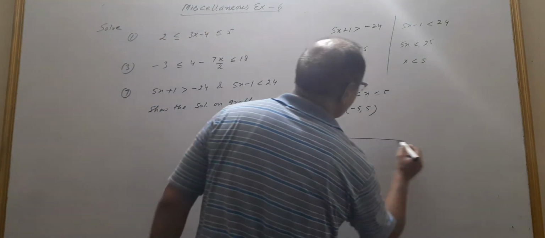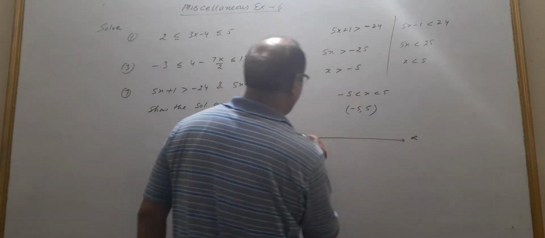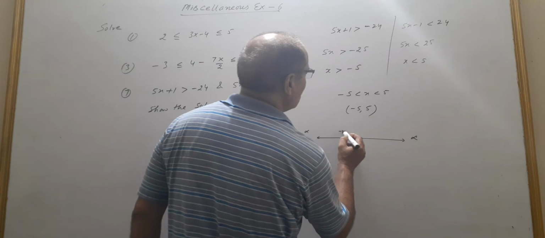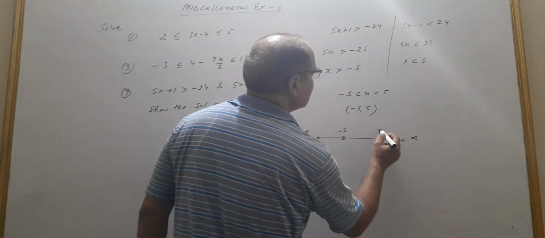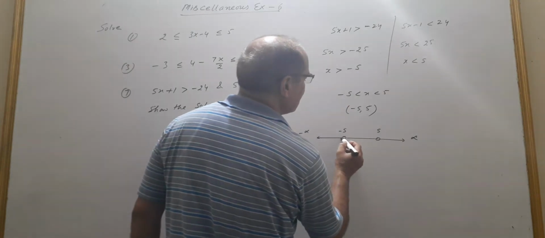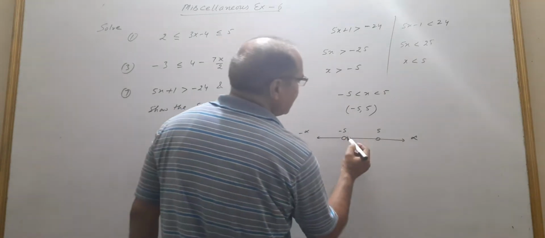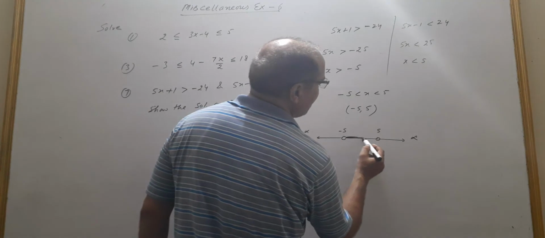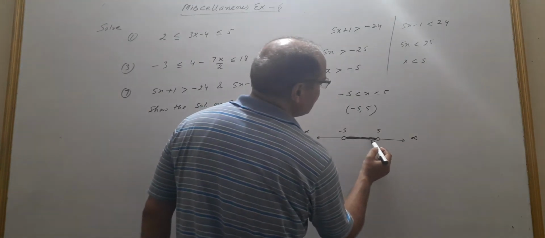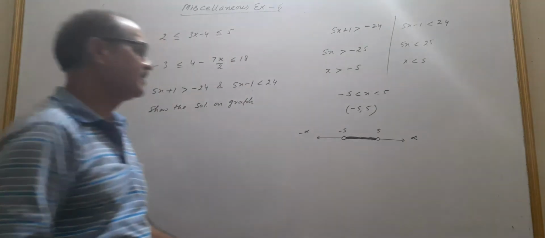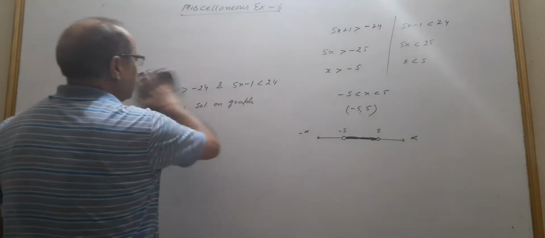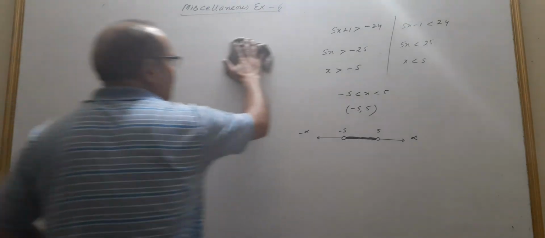Therefore, how to plot the graph of this? This is infinity, this is minus infinity. Here, let this circle denote -5 and this 5. Therefore the graph of this will be greater than -5 and less than 5. So this will be the representation of this on the number line. So this is the way to solve the problem. Okay students, you have to solve more and more problems.